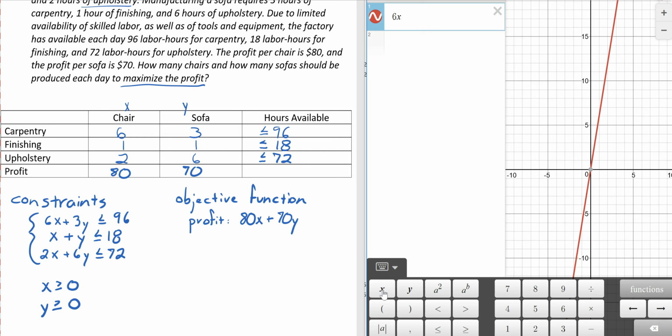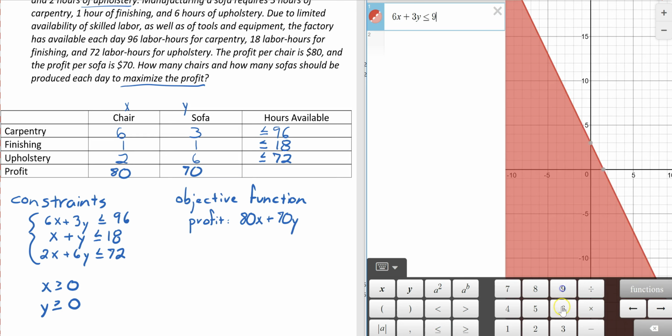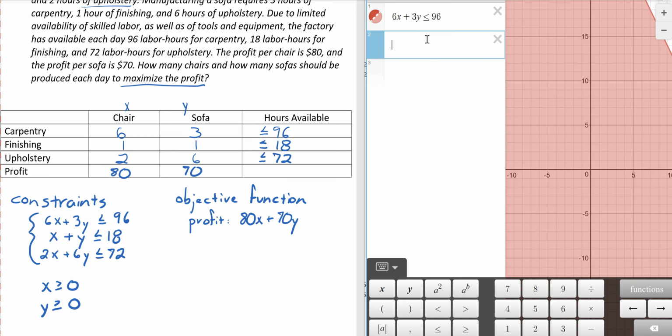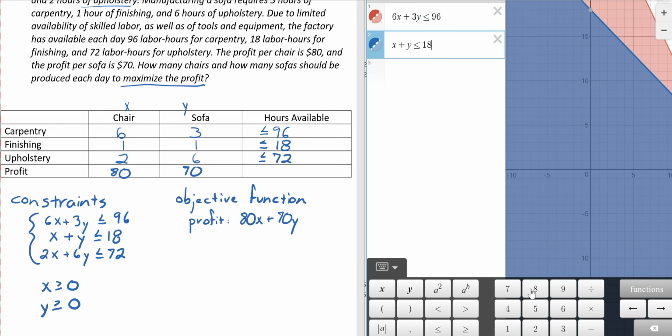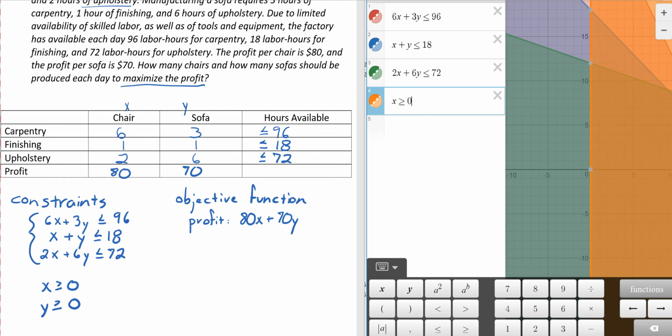6x plus 3y is less than or equal to 96 is our first constraint. The second constraint is x plus y is less than or equal to 18. Our third constraint is 2x plus 6y is less than or equal to 72. Now that's supposed to be a 2x. Our fourth constraint is x is greater than or equal to 0, and y is greater than or equal to 0.